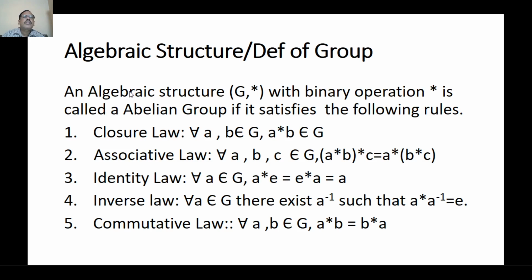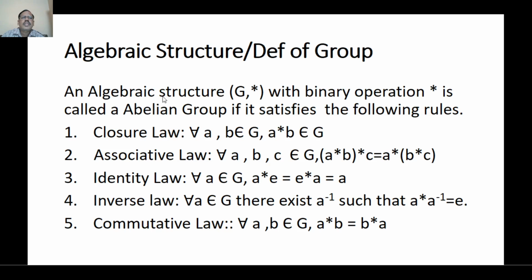So another definition is abelian group. An algebraic structure G with binary operation star is called an abelian group if it satisfies the following properties. You observe that an abelian group is the same as a group except for the commutative property. So it satisfies closure, associative, identity, inverse. In addition to these four properties, it satisfies the commutative law. That is, if a, b belongs to G, then a star b is equal to b star a.